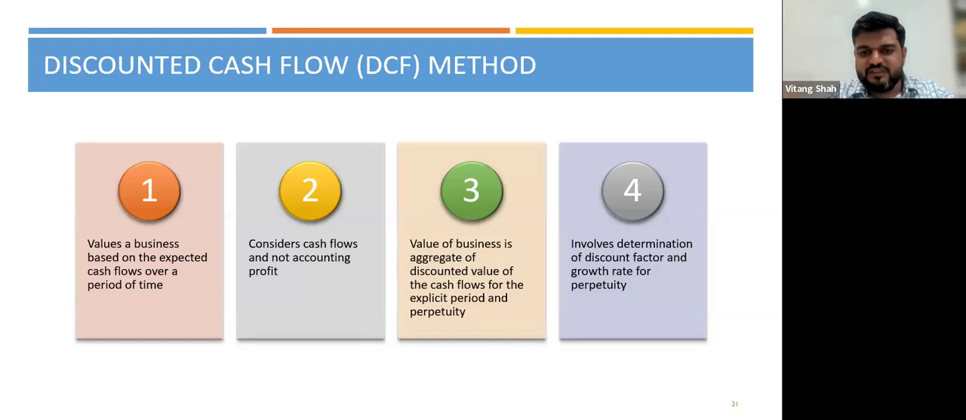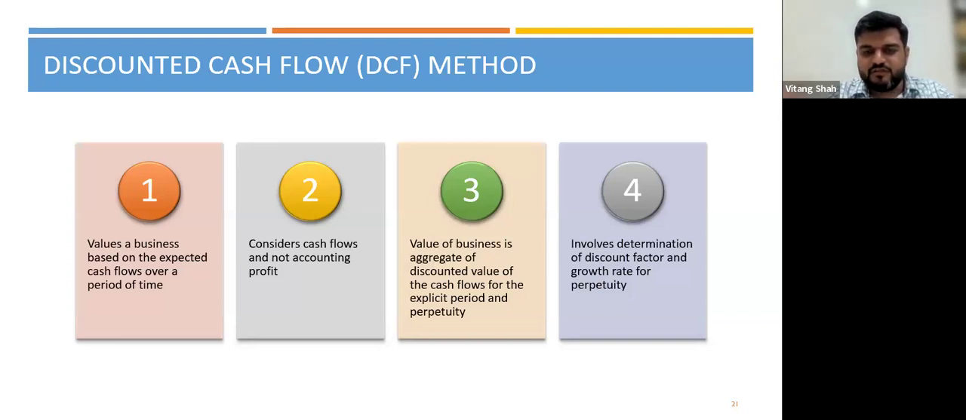The value of a business is the aggregate of the discounted value of the cash flows for an explicit and a perpetuity period. That means that over the next 5 years, if the company has projected some cash flows, the present value of that is the value of the explicit period. And at the end of the 5 years, the company is not going to shut down or discontinue its operations. And therefore comes the perpetuity value.